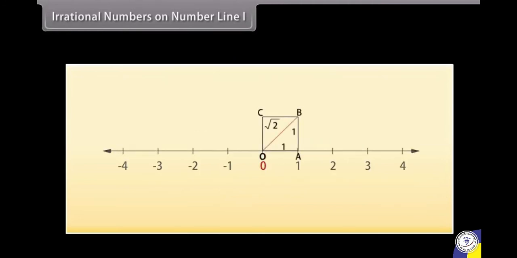To represent square root 2 on the number line, we will transfer the square onto the number line, making sure that the vertex O coincides with 0. Now, using a compass with center O and radius OB, we will draw an arc intersecting the number line. Name this point as P. The point P corresponds to square root of 2 on the number line.